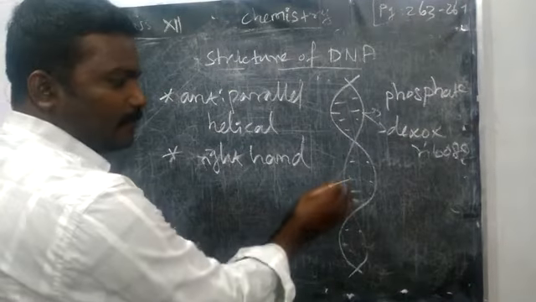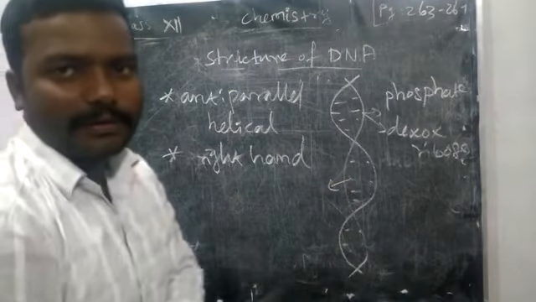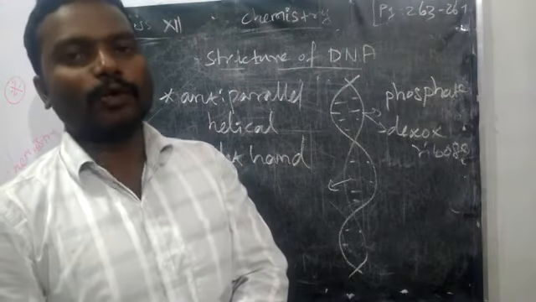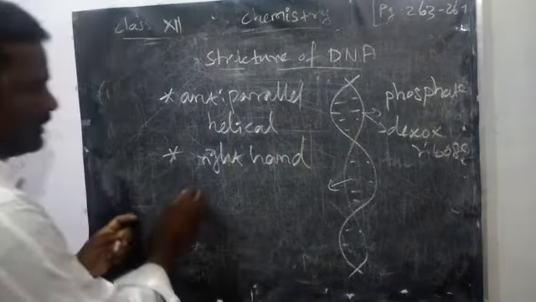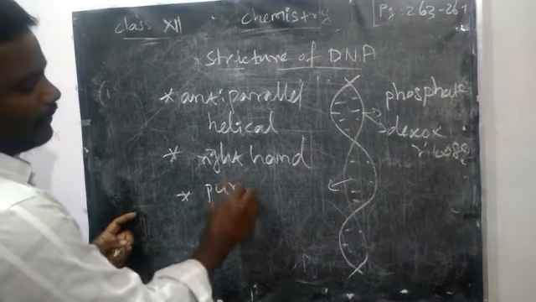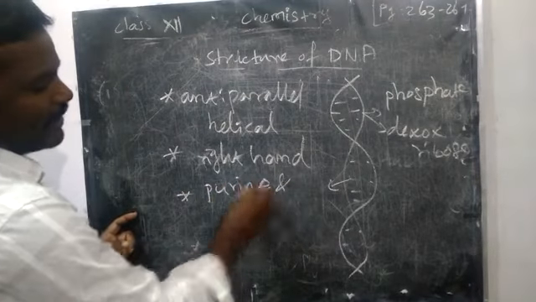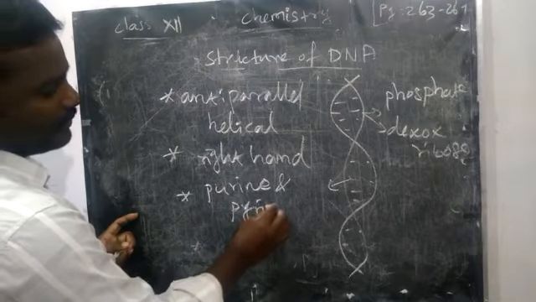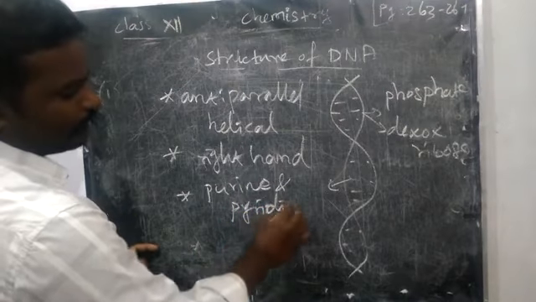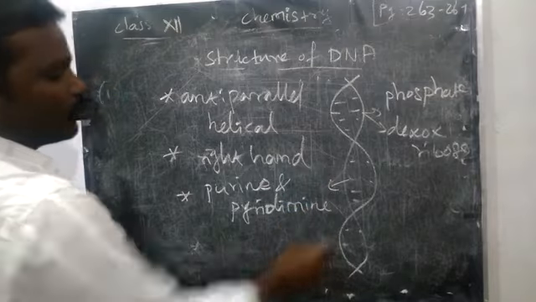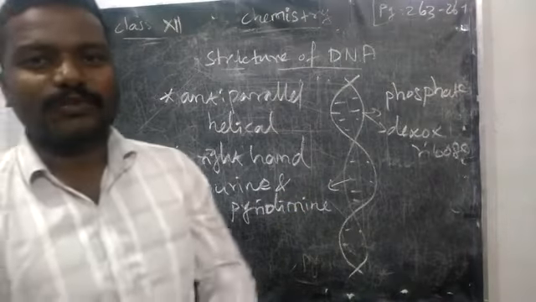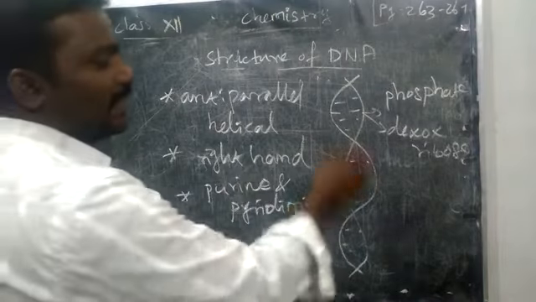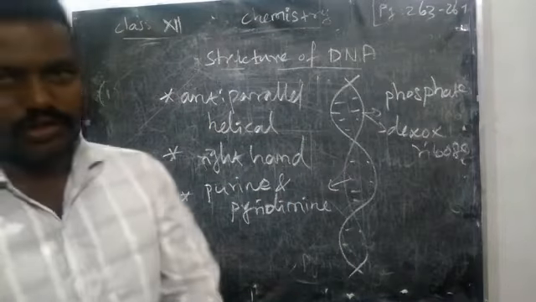At the same time, inside the helix we have hydrophobic basic groups. What are they? They are purines as well as pyrimidines. These groups are hydrophobic, that means they have a water-repelling character. So those groups are present inside this helical structure.